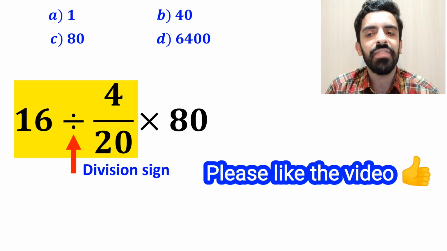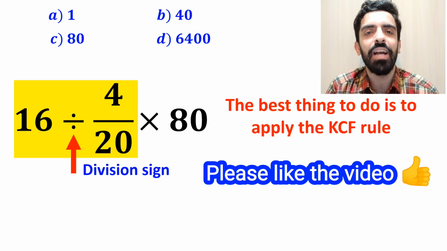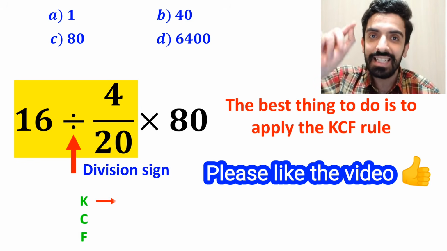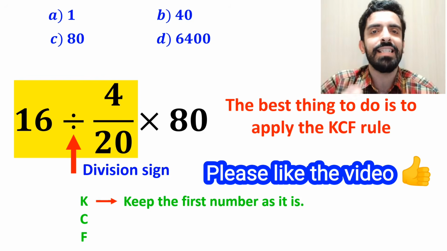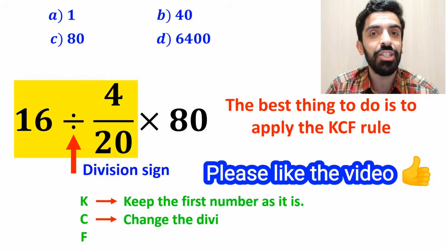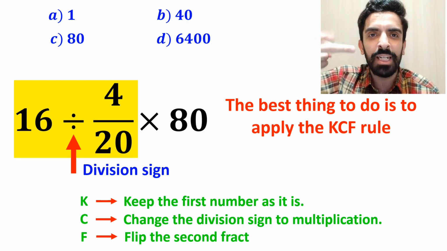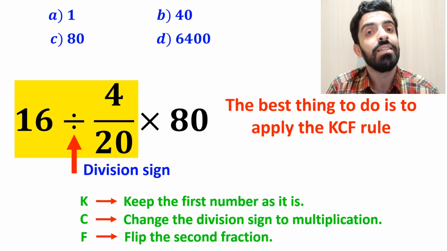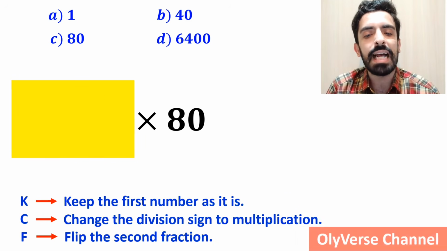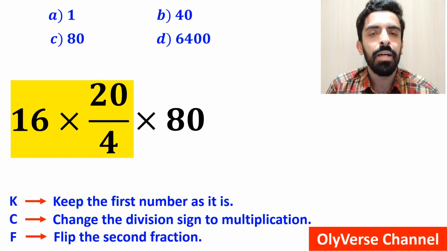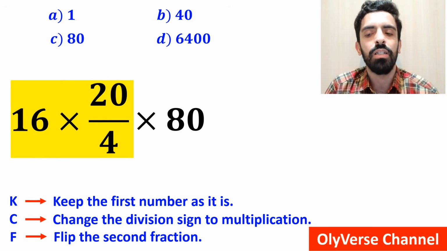Okay, whenever we see a division sign between two terms, the best thing to do is to apply the KCF rule. In this rule, K stands for keep the first number as it is, C stands for change the division sign to multiplication, and F stands for flip the second fraction. So, we remove the highlighted part and write this expression as 16 multiplied by 20 over 4.